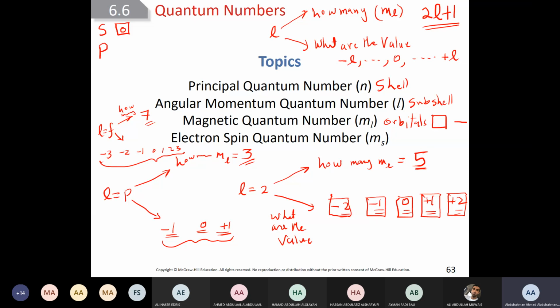Now, when we have P, what's the value of L? 1. How many ml? 3. I will draw them as 3 orbitals, 3 boxes, 1, 2, and 3. What are the values? -1, 0, and 1.